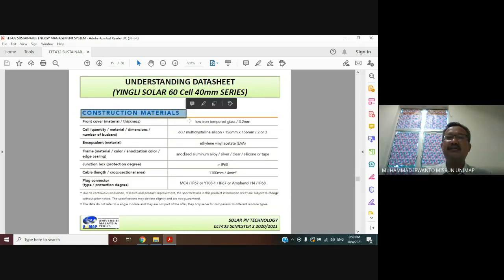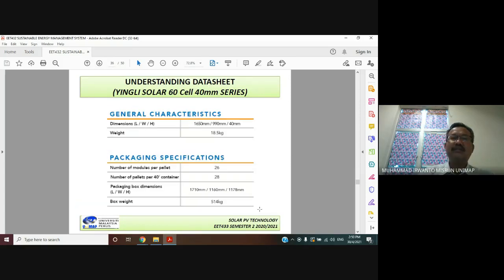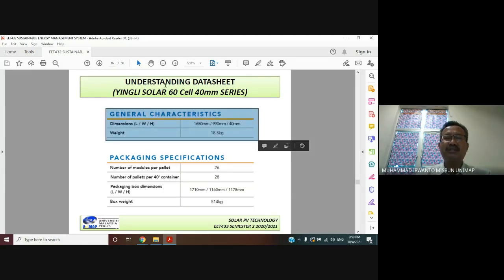For example, the photovoltaic Yingli is constructed from the material silicon, and this one is multi-crystalline. For the cable, the cable length is 1,100 millimeters. It has the junction box, and then anodized aluminum alloy. Okay, and then it is the dimension of the PV module for Yingli.